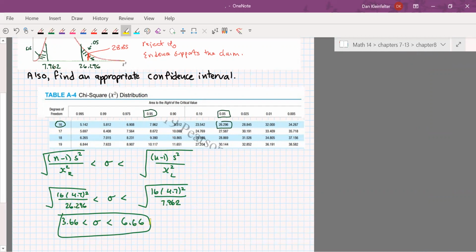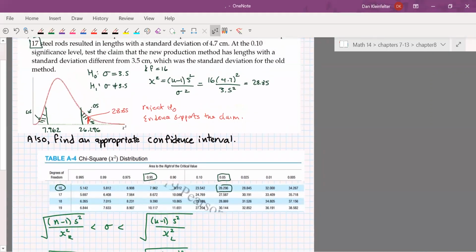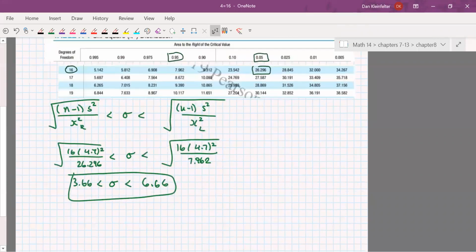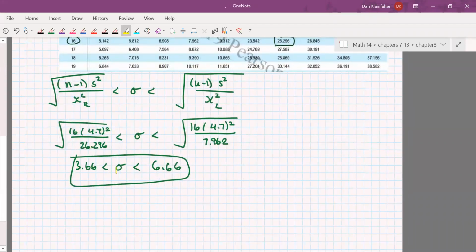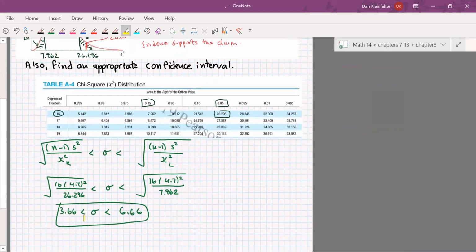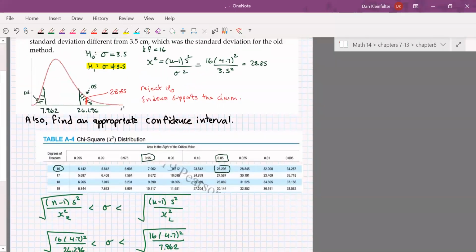And as far as using that to help us with the hypothesis test, the claim was that it was different from 3.5, right? So as far as our interval goes, is 3.5 inside of our interval? The answer is no. We were 90% confident that our interval would contain sigma, and since it doesn't, we could say we're 90% confident that this interval contains sigma, which would suggest that sigma is actually different from 3.5.